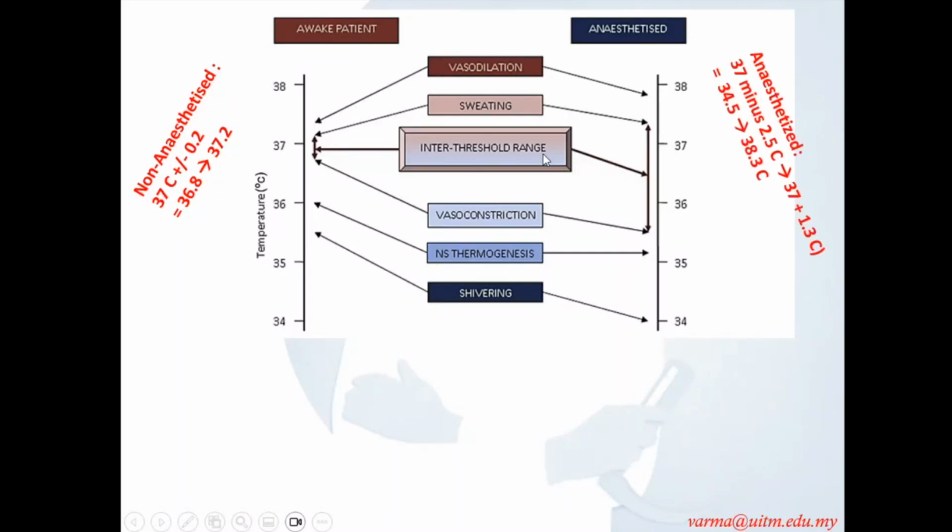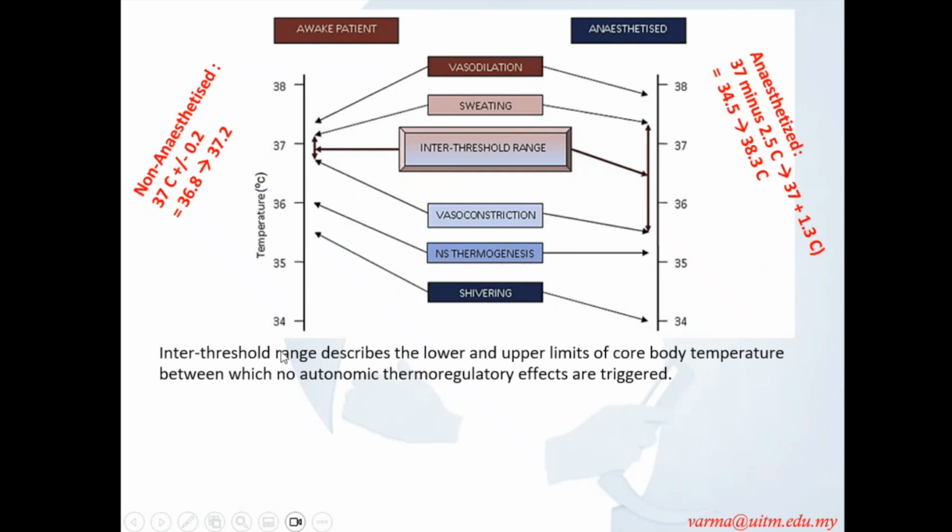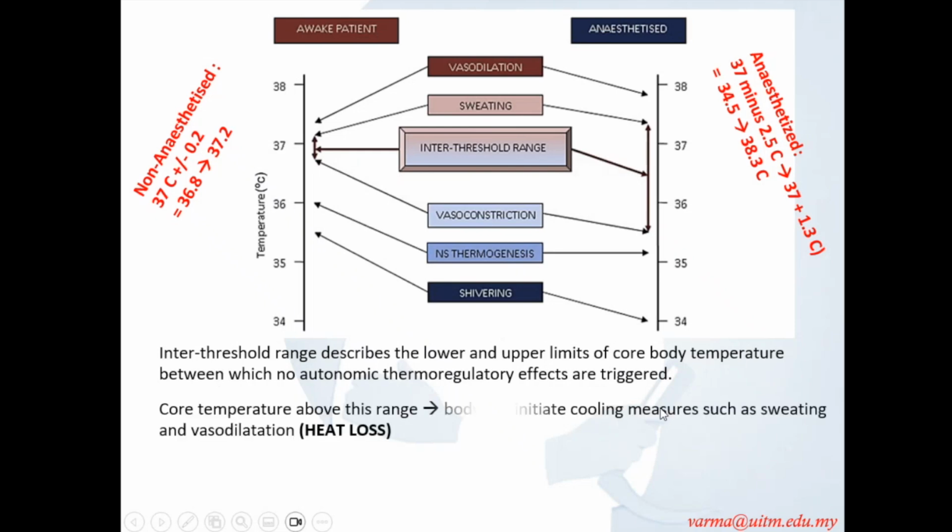Whereas in an anesthetized patient, it is widened. The gap is widened before the thermoregulatory mechanism gets activated. So it is 37 up to 34.5 here and 38.3. The interthreshold range is widened here before any mechanism of heat loss or heat gain is started. So the interthreshold range describes the lower and upper limits of core body temperature, between which no autonomic thermoregulatory effects are triggered.